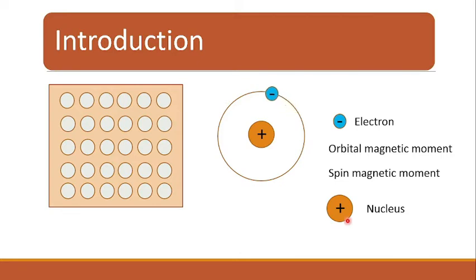In addition to the electronic magnetic moment, the nucleus also has a magnetic moment, which is several thousand times smaller than the magnetic moment of an electron. The resultant magnetic moment of the atom is the vector sum of the magnetic moment of the nucleus and the moments due to all of its electrons.